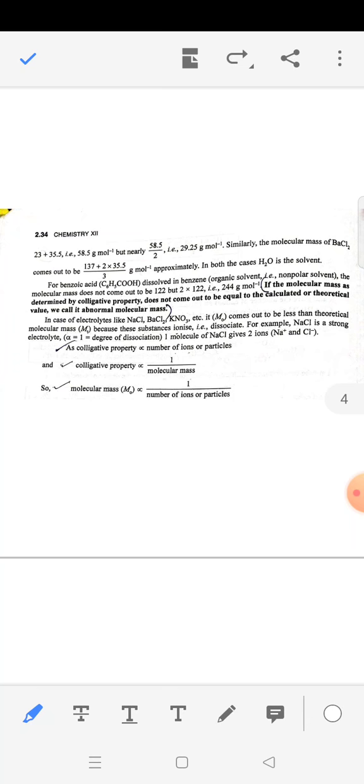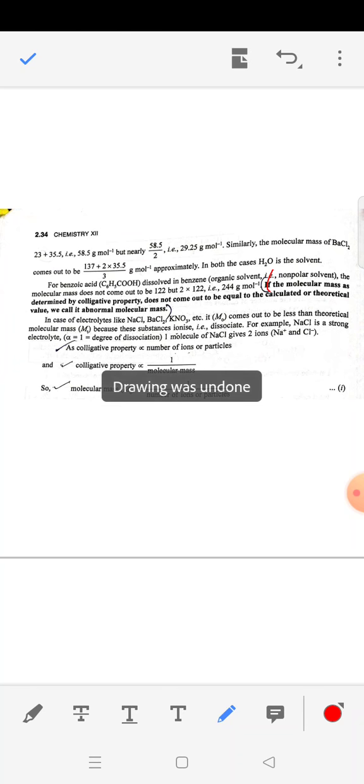So how do we define abnormal molar mass? This question also comes in the exam, so please mark this portion and take down this definition. If the molecular mass as determined by colligative property doesn't come out to be equal to the calculated or theoretical value, we call it abnormal molar mass. And what is the cause of abnormality? The cause of abnormality is either association or dissociation of solute in solution.